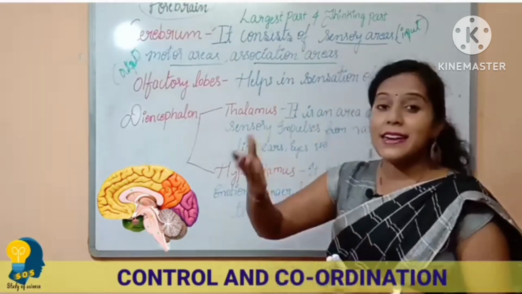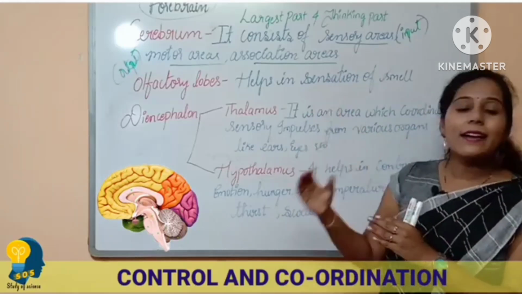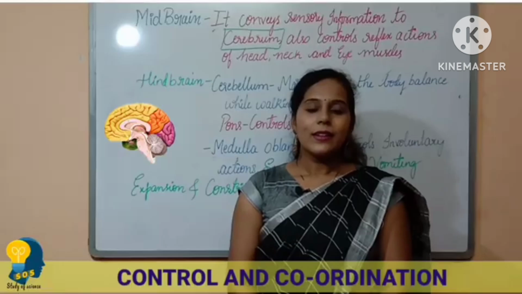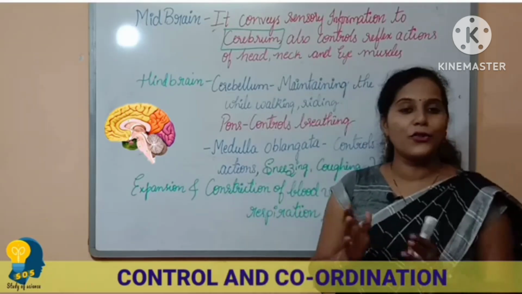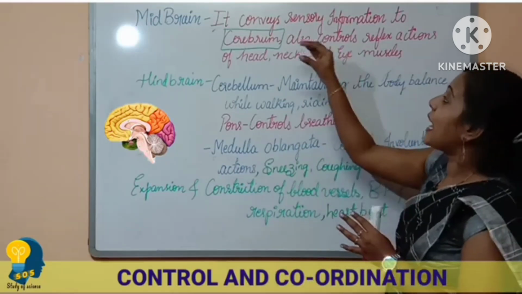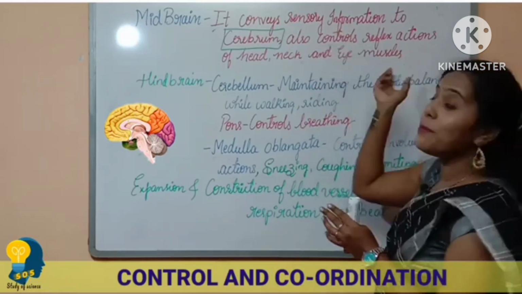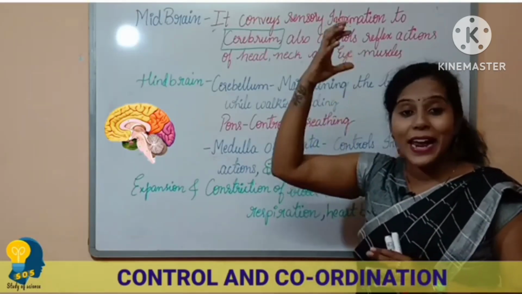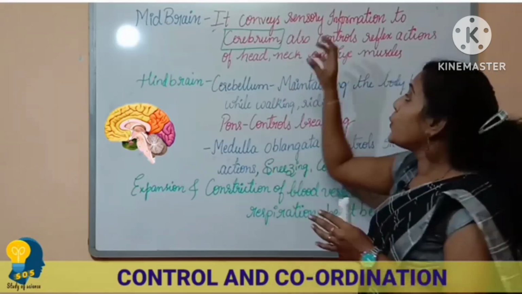Clear? So now let us understand the second part of the brain, that is the midbrain. We have completely understood the forebrain. Now let us understand the midbrain, which also has some prominent functions. Let us understand the function of the midbrain. The midbrain conveys the sensory information to the cerebrum. Where is the cerebrum? The cerebrum is present in the forebrain, right? So the midbrain conveys the sensory information to the cerebrum.